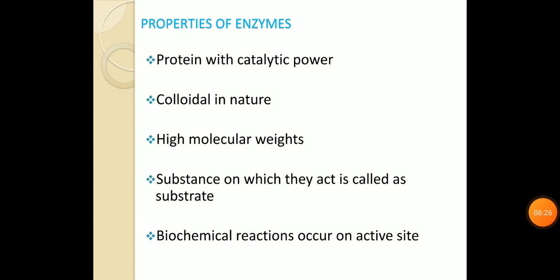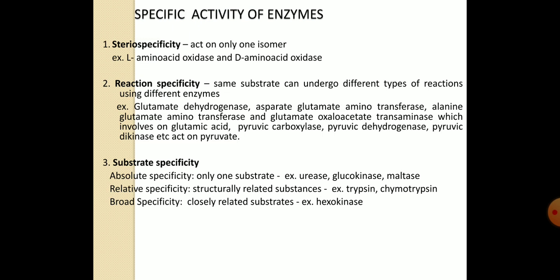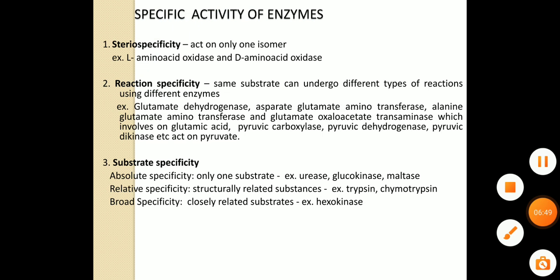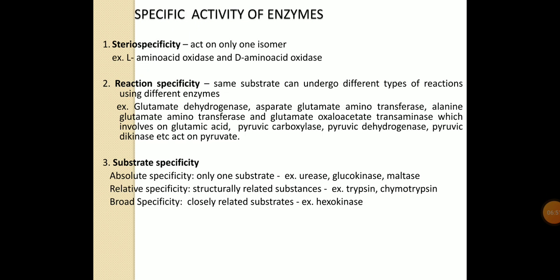They will have a high molecular weight. And usually the substance on which they act is called the substrate. Okay, the substance on which the enzyme acts is called the substrate. And usually biochemical reactions occur at a bioactive site. In the case of an enzyme, this activity occurs in a site called the active site. Sometimes there may be a specificity in this site.